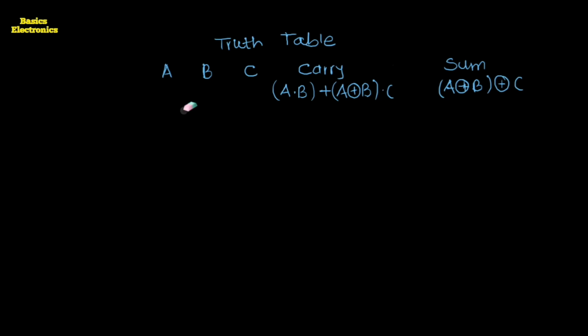So here we apply the inputs, and these inputs are A, B, C. I am writing here the A input, B input and the C input. As we have three inputs, the number of combinations is 8. When A is 0, B is 0, C is 0, at that time the carry is 0 and the sum is also equal to 0. When A is 0, B is 0, C is 1, at that time we get C.